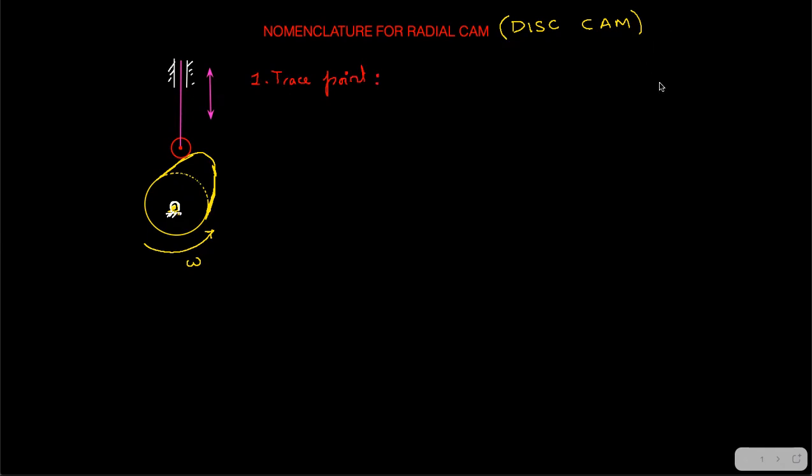Usually we are going to take the roller center as your trace point. Fine. So the roller center. Why roller center, this point? Because it's more convenient for me to check at what distance it's going, how much distance will the follower travel. Okay.